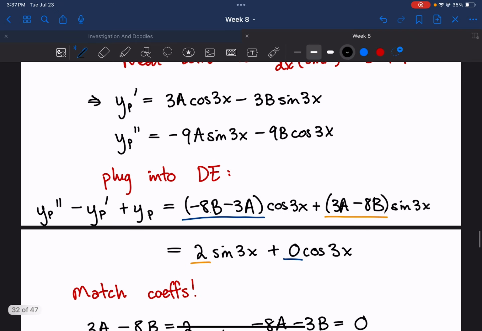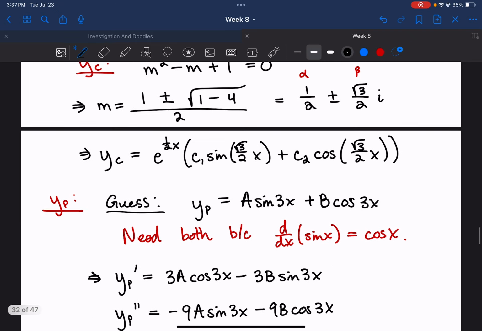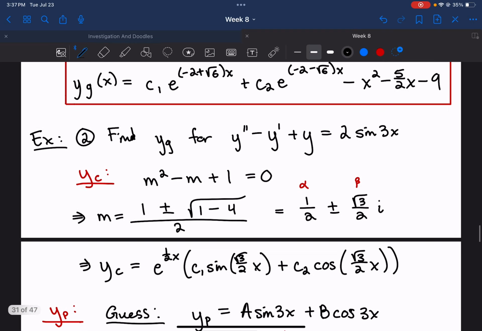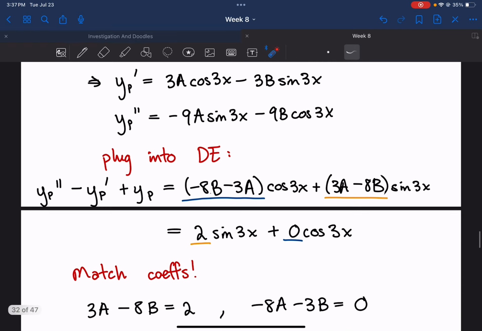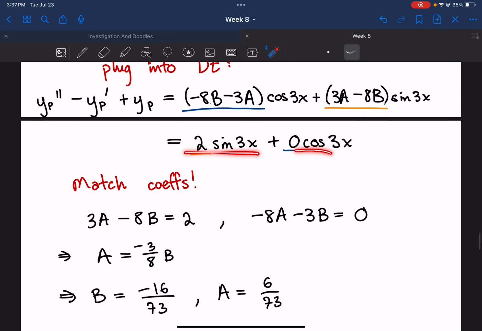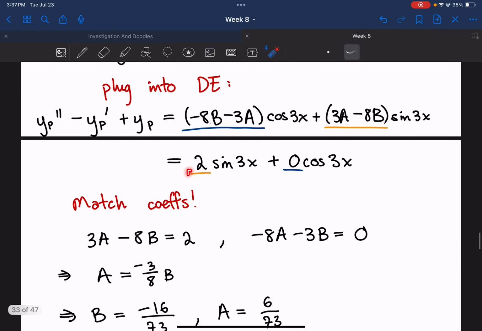And then I'm going to match that to my g of x, right? 2 sine 3x. Gonna match it, right? So I've got 3a minus 8b equals 2. Oh, I did it right down here. I just messed up the middle step somehow. 3a minus 8b equals 2.